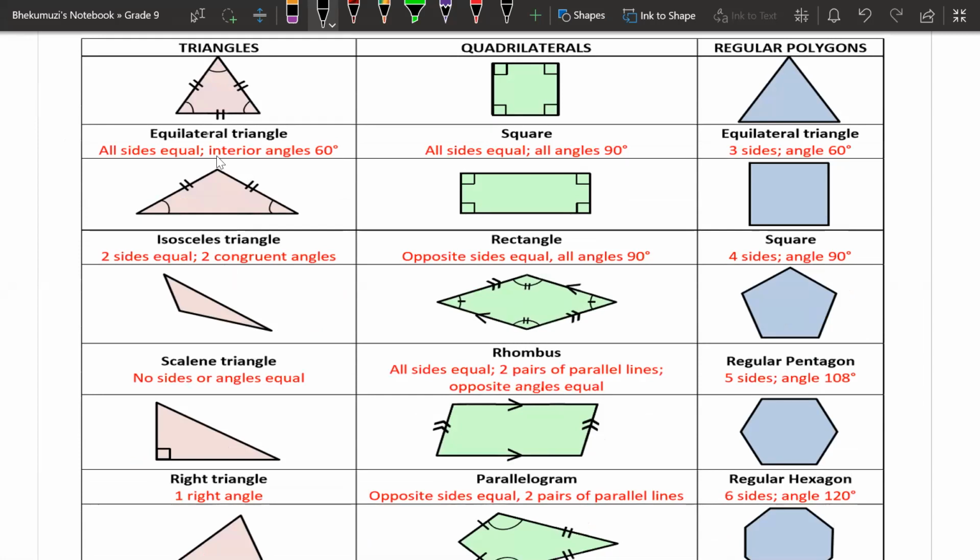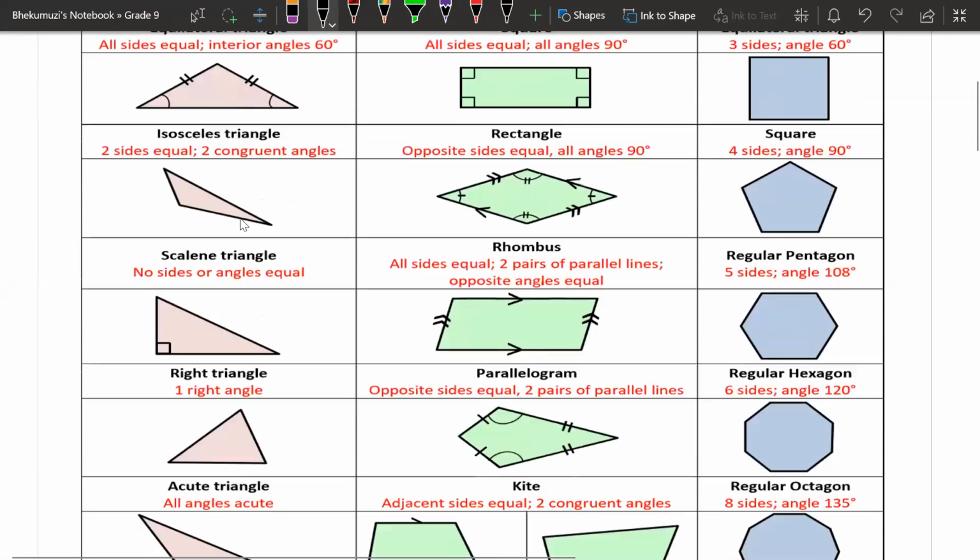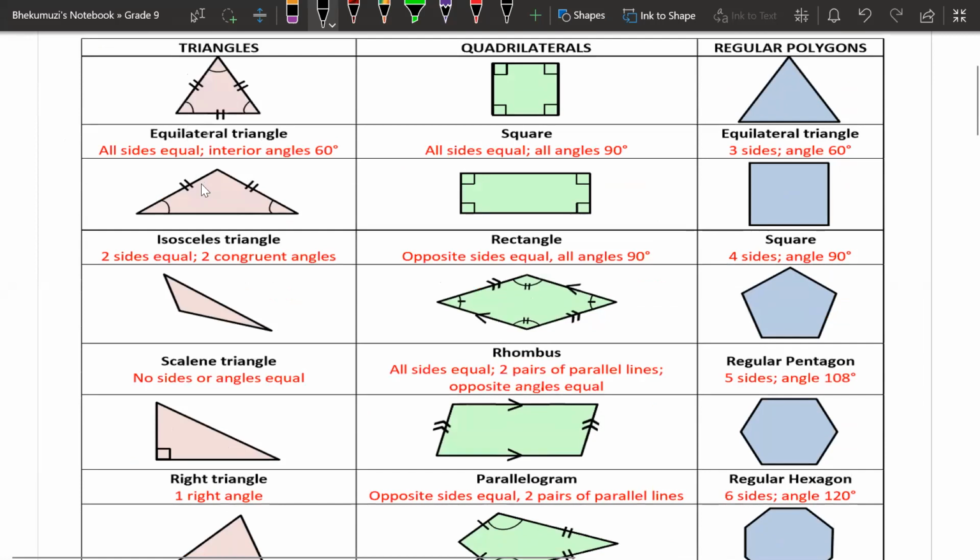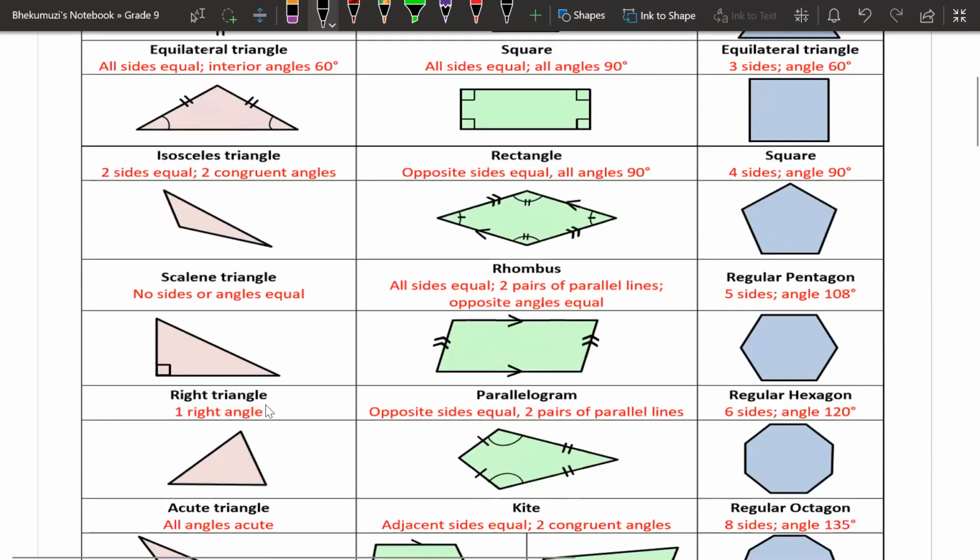And with triangles, you have these types of triangles. You first have the equilateral triangle, where all sides are equal and the interior angles are 60 degrees. We have the isosceles triangle, where two sides are equal and there are two congruent angles. And then we have the scalene triangle, where no sides or angles are equal. You have the right angle triangle, where there is one right angle, meaning it is 90 degrees. It has a 90-degree right angle, right?